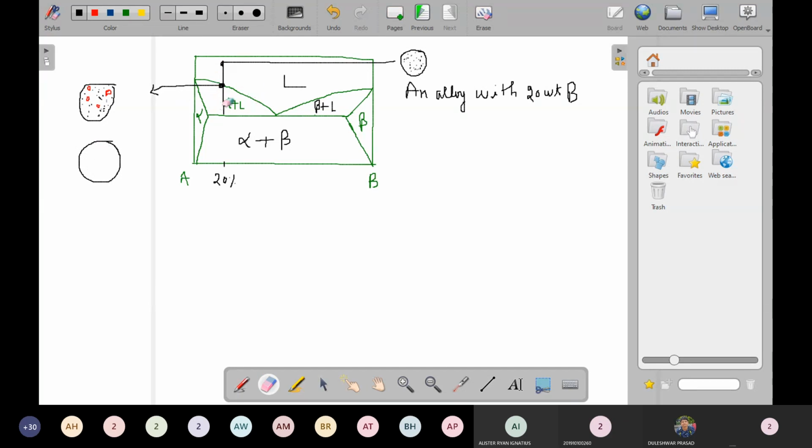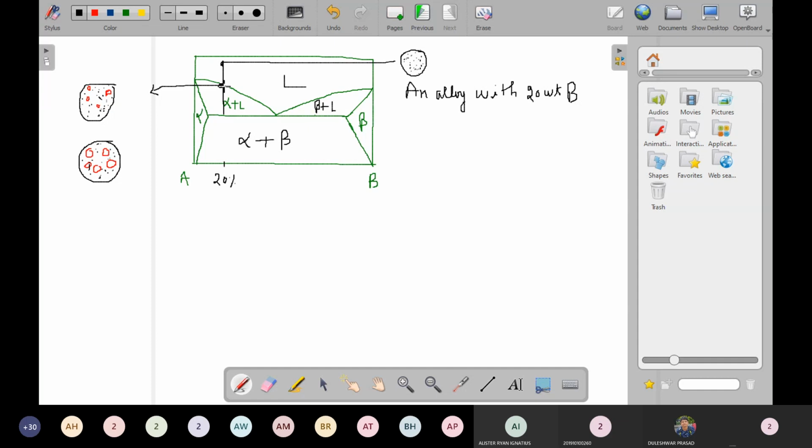So if you further cool it, but in the same region, you are still in this region only. So what will happen? This alpha will increase. The size of alpha, or the amount of alpha, will increase, and the rest, everything else, will be liquid only.